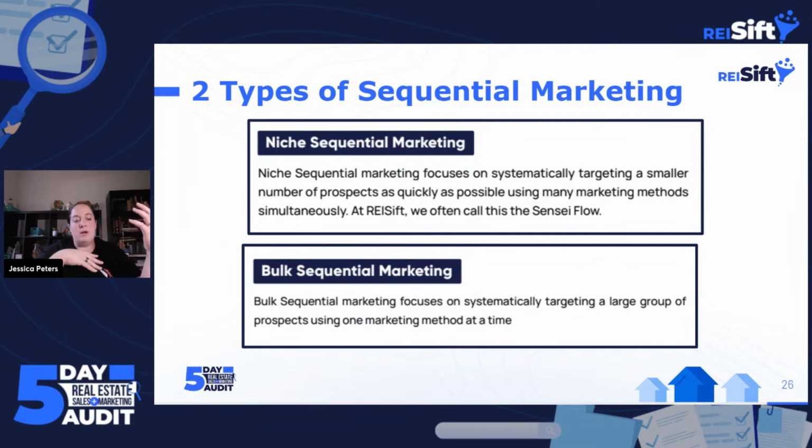You might have, if you've been part of our community, heard us call this sensei flow. We're kind of rebranding that a little bit, and we're calling it niche sequential and bulk sequential, which are both types of the sensei flow. Sensei flow being like the sensei way of marketing. So we have the niche way and the bulk way, but they're both sensei flows. All right. You also hear people call it first to market a lot. If you see that in the community, they're usually talking about niche sequential.